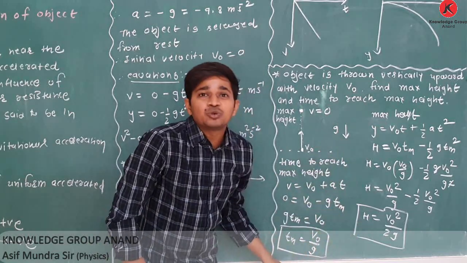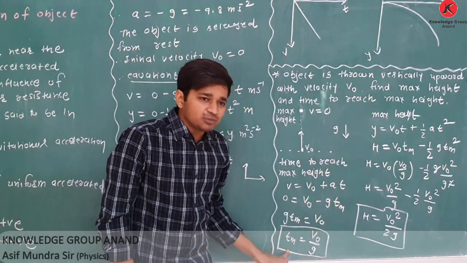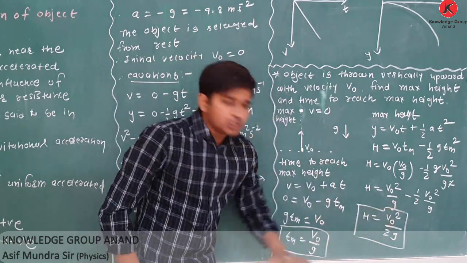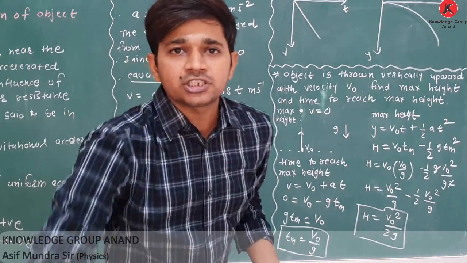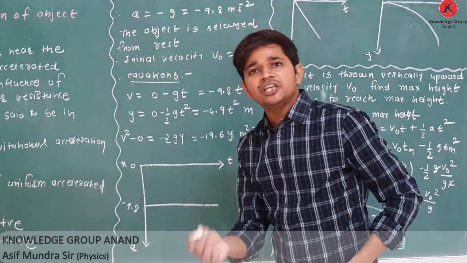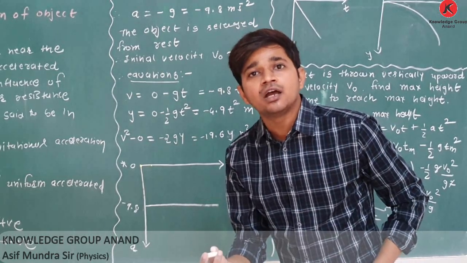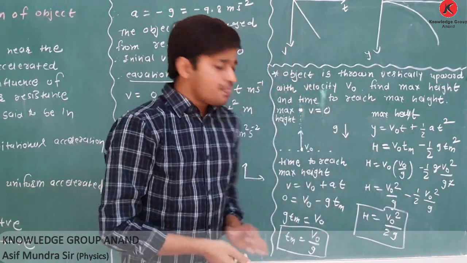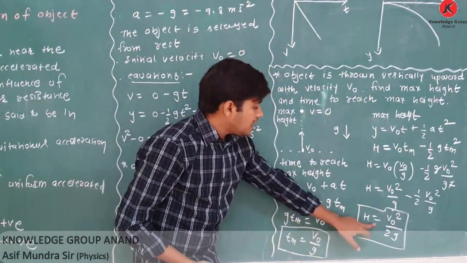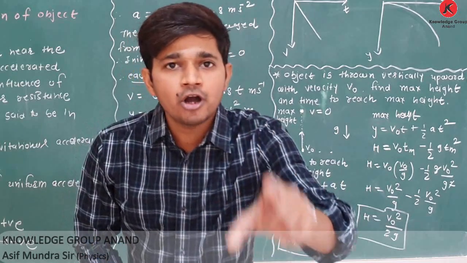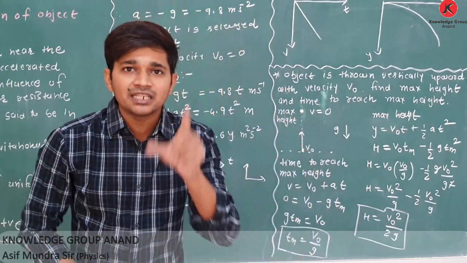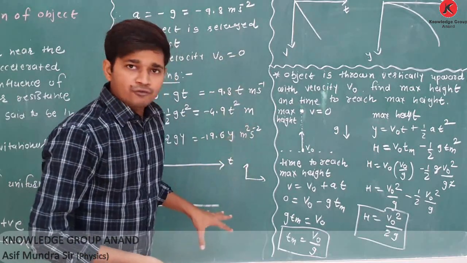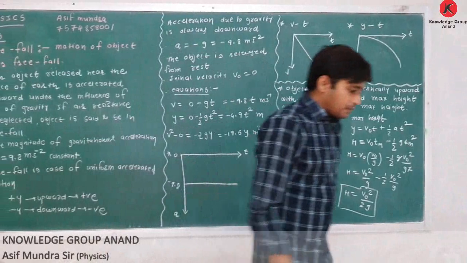Now these two are results. What is the time to reach maximum height? v0 upon g. What is the maximum height? v0 square upon 2g. If I ask you one question: I throw this chalk in the upward direction with an initial velocity of 40 meters per second. Then what is the time to reach maximum height, and what is the maximum height? Drop your answer in the comment box. Pause your video. Write it down from the board. Next lecture.